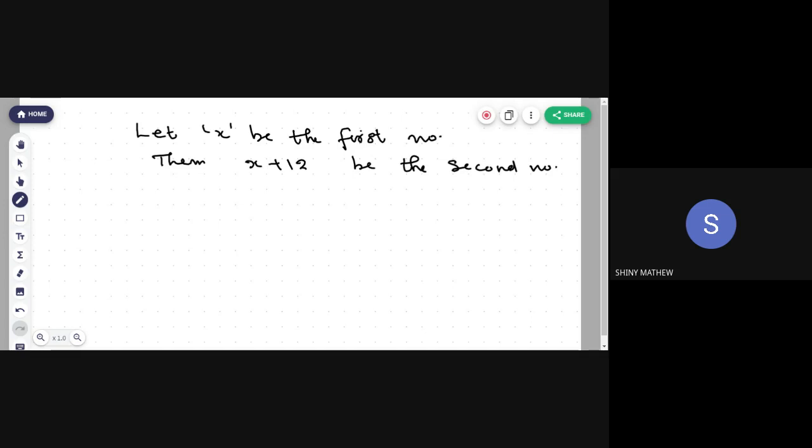The difference in measure of two complementary angles. The two angles are complementary. That is given. Listen to the question once more. The difference in measures of two complementary angles is 12 degrees. Then find the measure of the angles. These two angles are complementary. Then what is the sum of two complementary angles? 90 degrees. The sum of the two angles is 90.